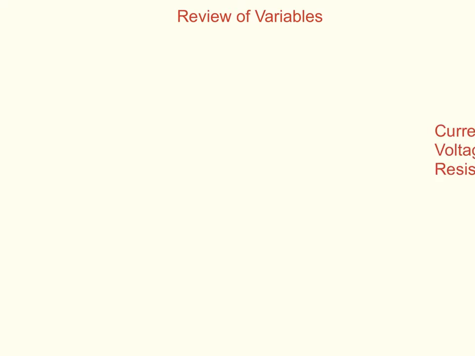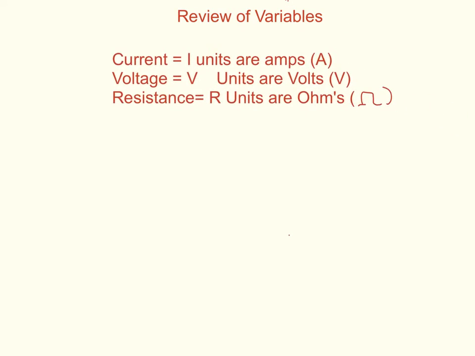Okay, so here's our variables. We have current, which we show as I, and the units are amps, or sometimes written as A. You're going to see it both ways. So you're going to need to see amps, and you're going to need to know A.